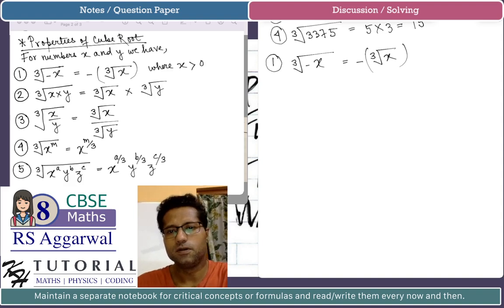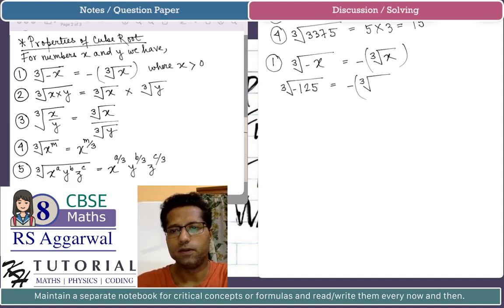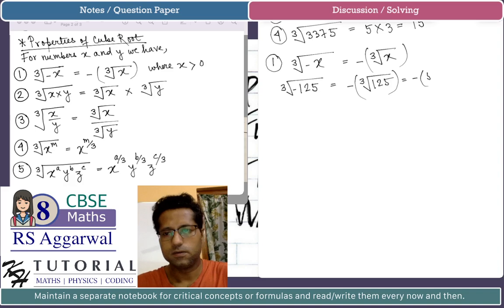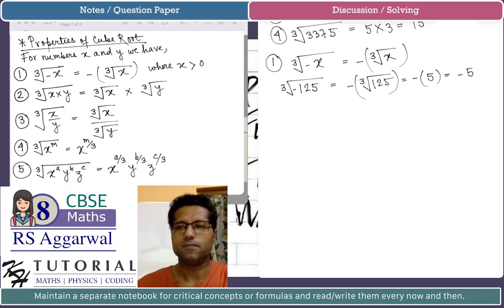So for example, the cube root of minus 125 is equal to the negative of the cube root of 125, and the cube root of 125, we know, is 5. So the cube root of minus 125 is minus 5.